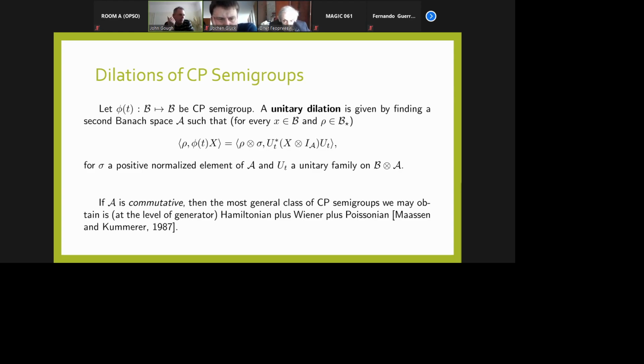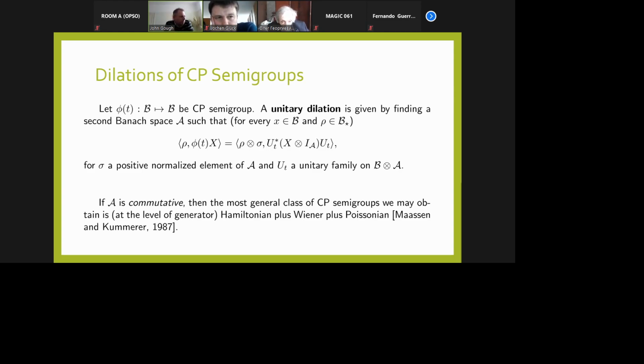We have any observable of our system can be embedded in the system tensor its environment. We apply a unitary conjugation, and we've got, say, some family of unitaries on A tensor B. And it's effectively the reduction, the averaging out of this object with the state sigma we impose on the environment will reduce us down to the CP semigroup.